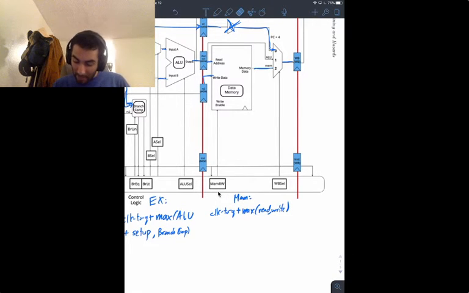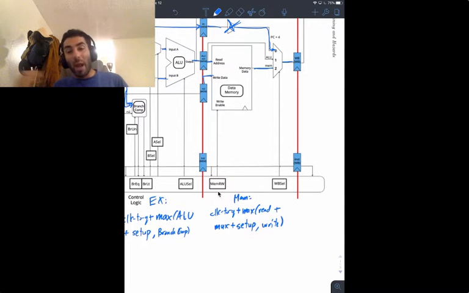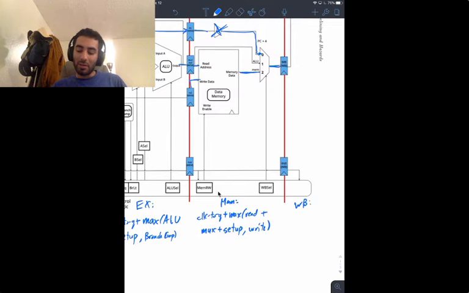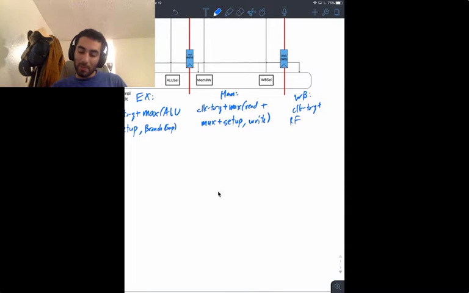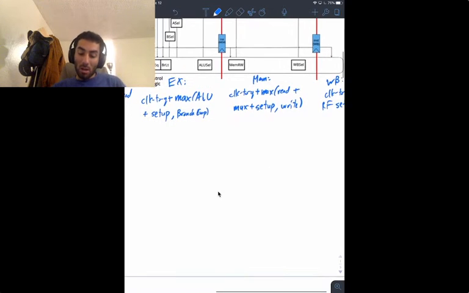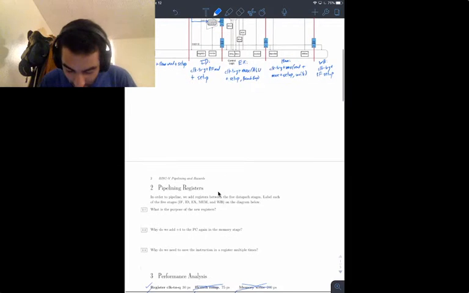Actually, hold on. It would actually be the max of reading plus going through the mux plus setting up to write it back, or just simply writing. Right? Because if we write to something, then we don't care about what's getting outputted here and what's going to get put into that register, so we don't need to worry about that. Okay, and then our write back stage is simply just the clock to queue of this guy plus the setup time of having to write to this guy plus RF setup.